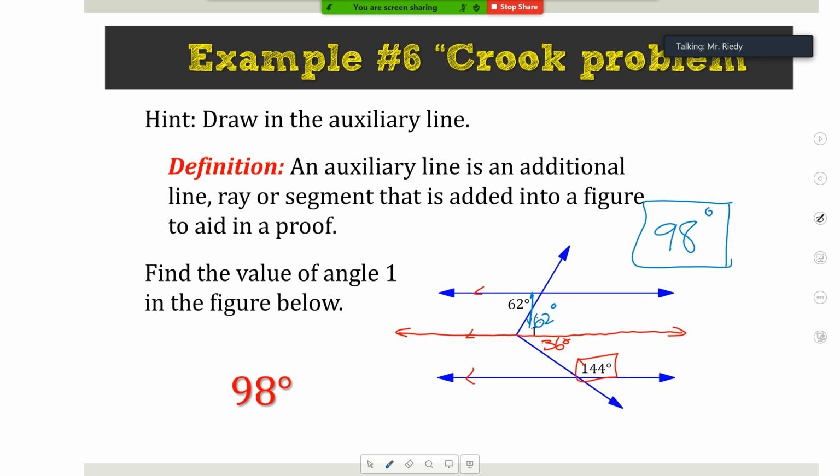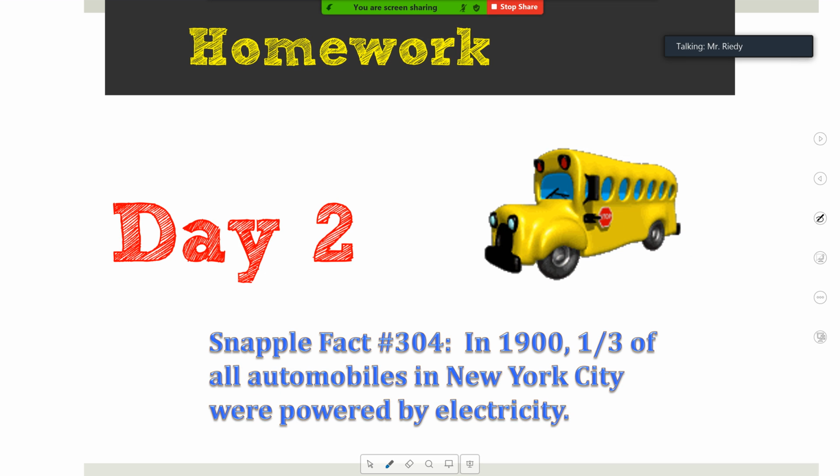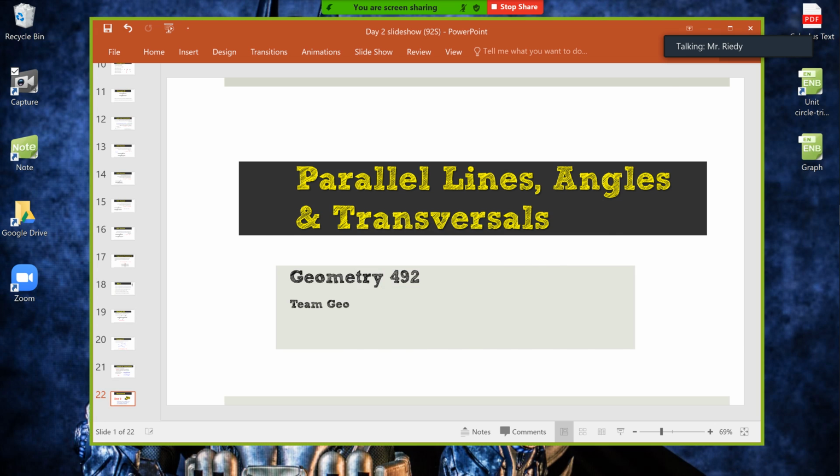We good? We're done. So day 2 for homework. Again, I would say the biggest thing that will help you out is if you have your notes organized. This will make a lot more sense.